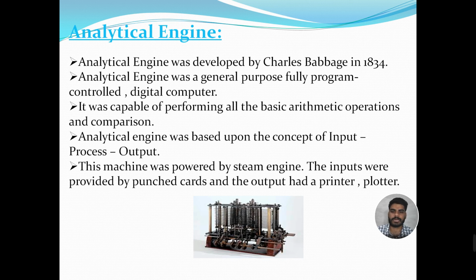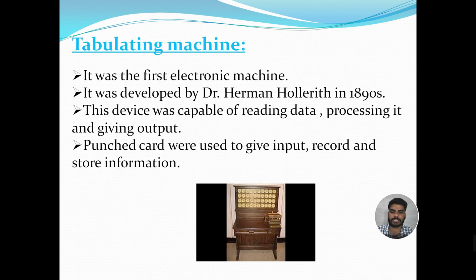Now let's move towards our next device, that is the tabulating machine. It was the first electronic machine. All the devices that we read earlier were operated either manually or with the help of a steam engine. It was developed by Dr. Hermann Hollerith in 1890s. This device was capable of reading data, processing it and giving output. Punched cards were used to give input, record and store information.